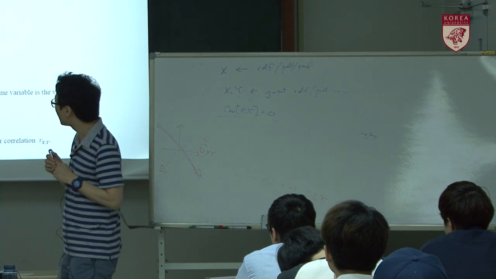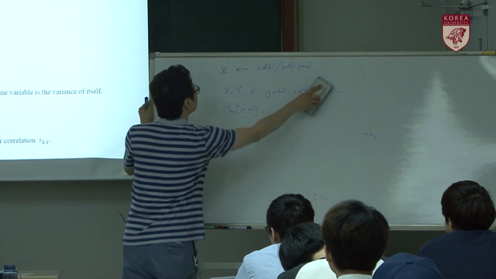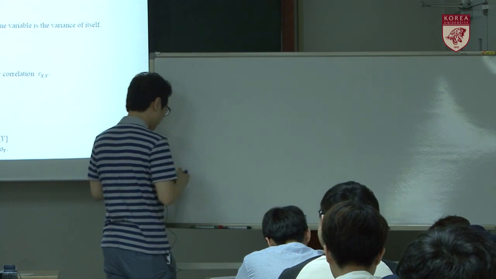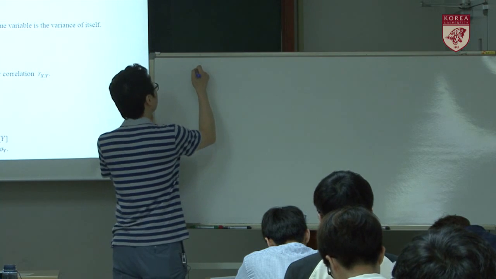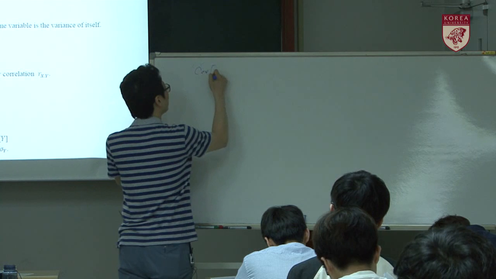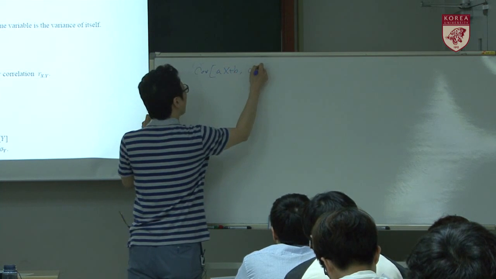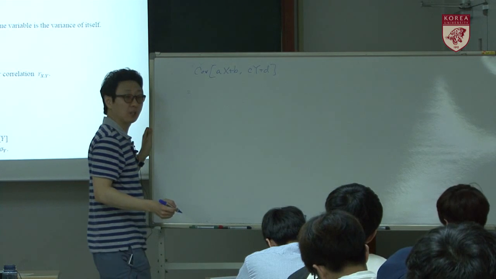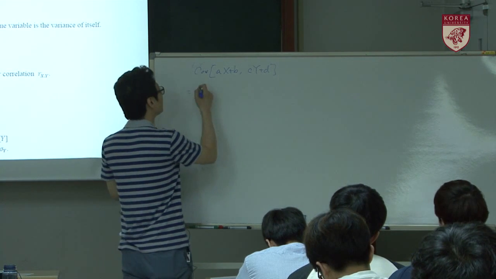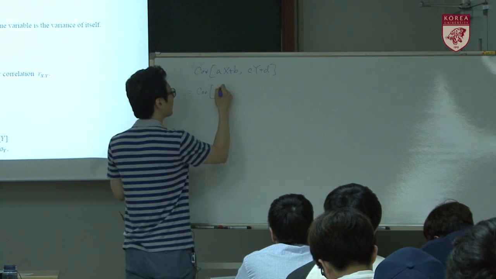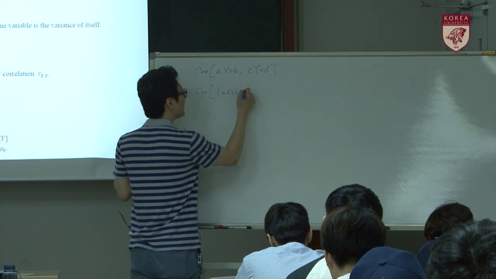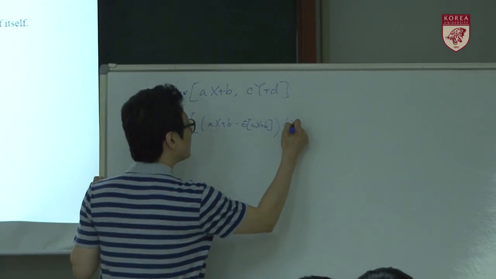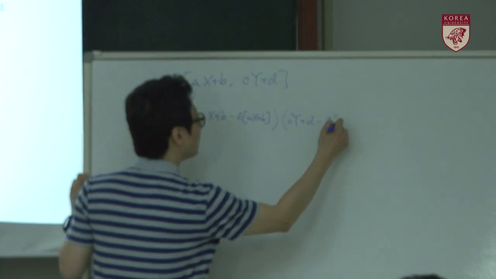Then look at some properties of the covariance. First of all, covariance of ax plus b and cy plus d. By the definition of the covariance, it is the covariance of ax plus b minus expectation of ax plus b, times cy plus d minus expectation of cy plus d.